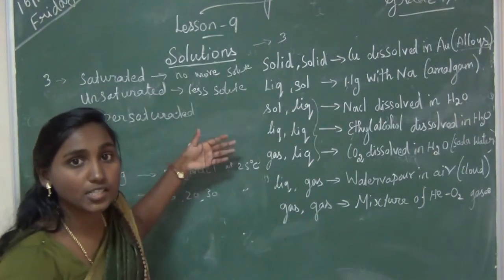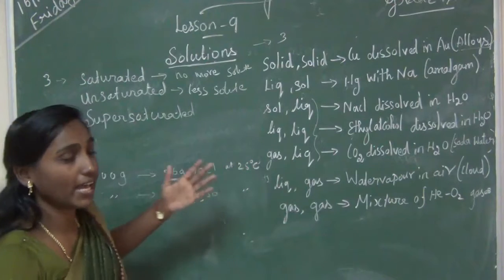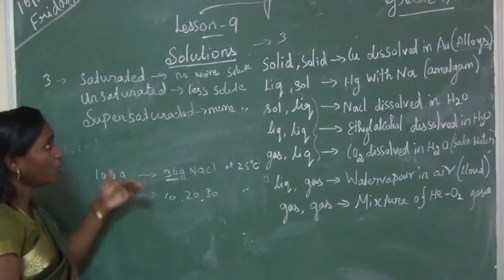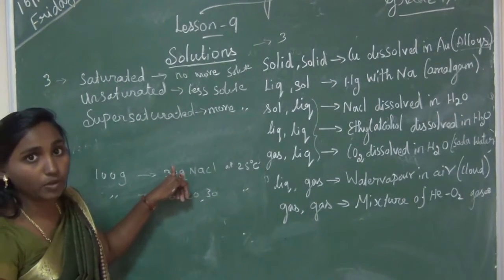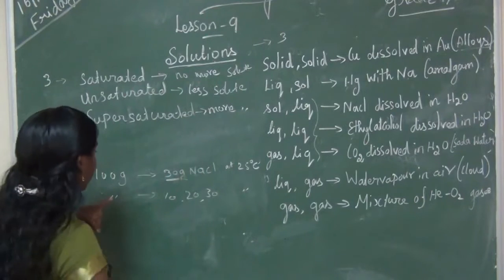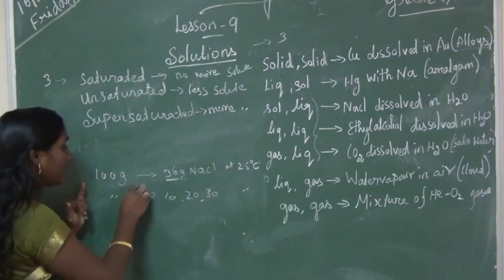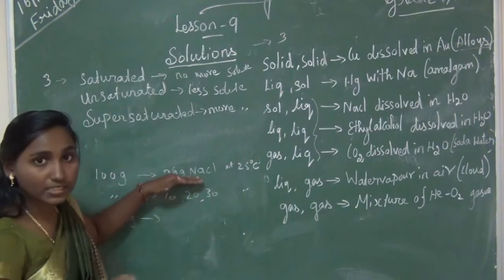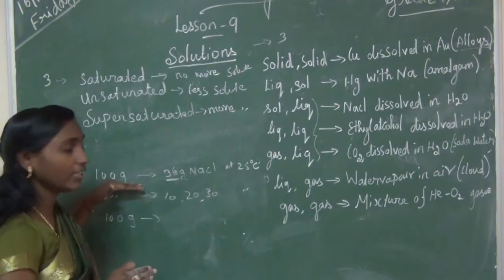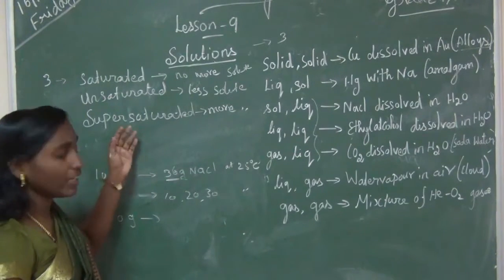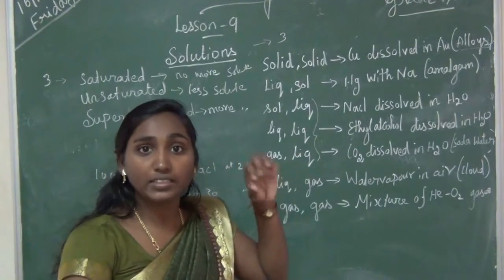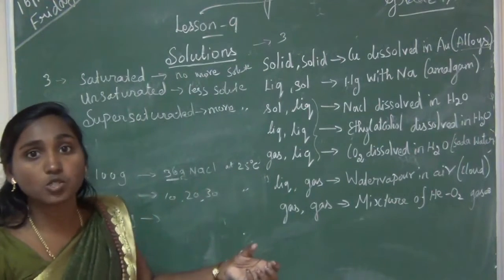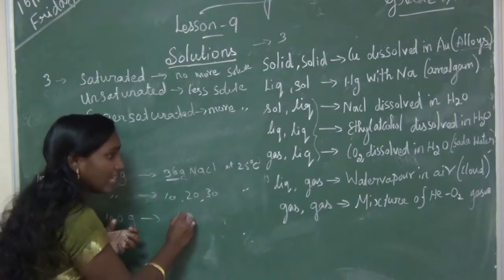Then supersaturated solution means more solute than that of saturated solution. More solute, more than this 36 gram. Say 45 gram in 100 gram of water. But one thing we already studied, only 36 gram of sodium chloride can dissolve in 100 gram of water. So when we add more than 36 gram, it may dissolve at first, but when we disturb this solution, the crystals appear.